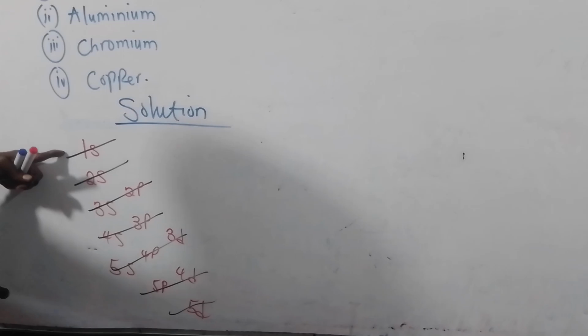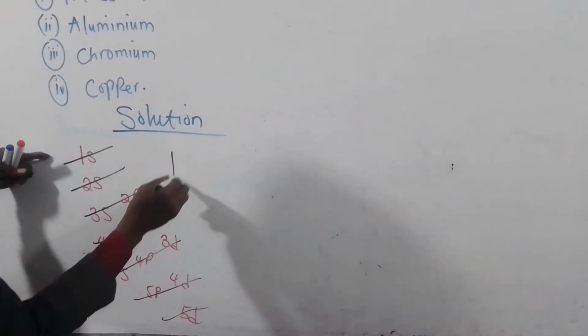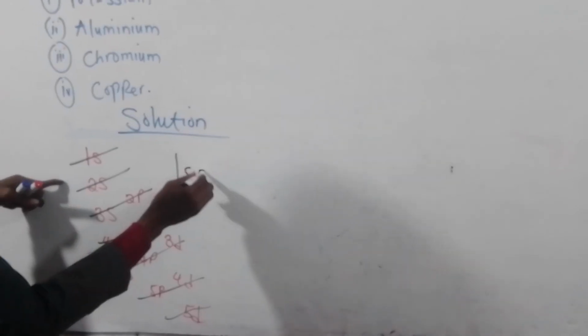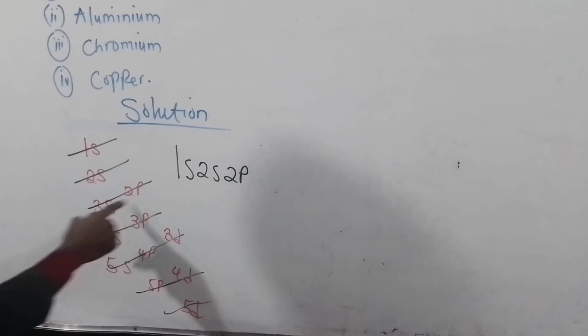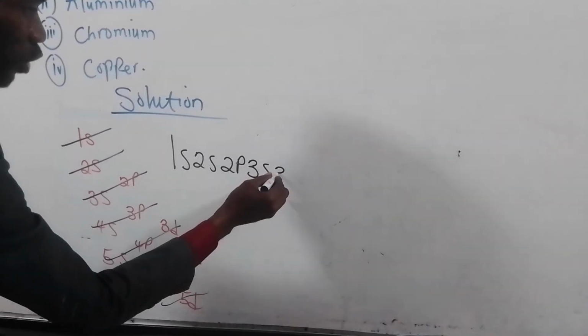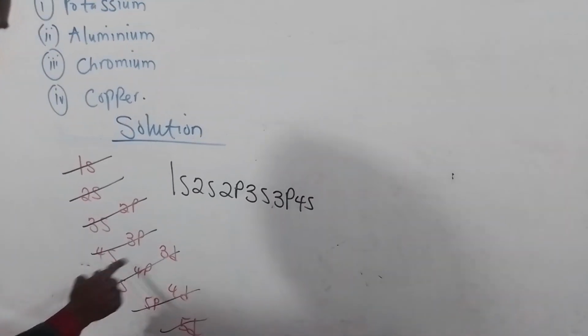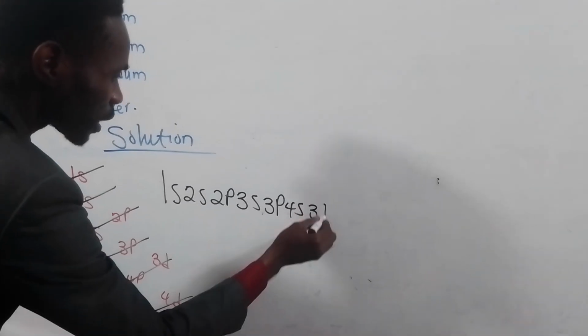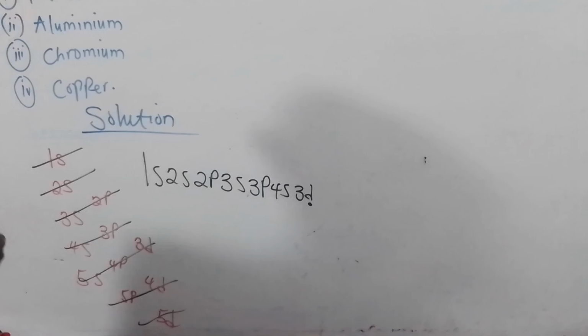So this is the lowest energy level, the 1s. So we start with the 1s. We have 1s, we have 2s, we have 2p. After 2p, we have 3s. After the 3s, we have 3p. After 3p, we have 4s, followed by 3d, and we have 5s. At the level of 3d now, we should stop.